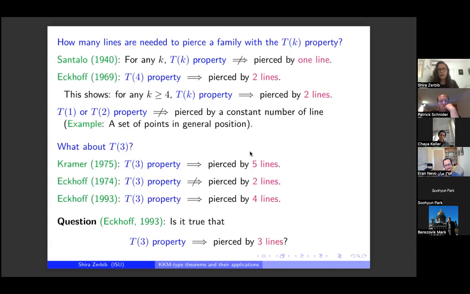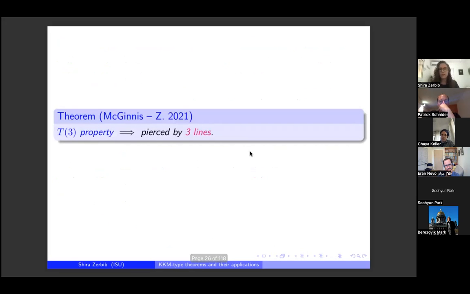And finally, Eckhoff showed in '93 that the T3 property implies that you can pierce the family with 4 lines, and he asked whether you can improve this bound to 3. If you could, then this would be best possible by the previous example. And this is what we proved with Daniel, my student: the T3 property in the plane implies that you can pierce the family with 3 lines. Any questions about the statement of this theorem?